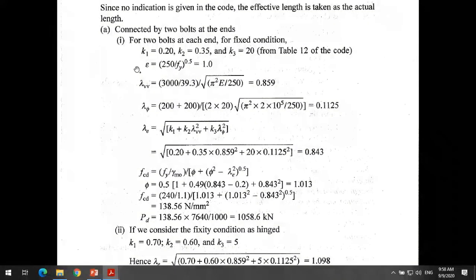I hope this calculation is clear. Just brush up your calculation regarding design of tension members and compression members. That is what is required over here. Okay, so thank you.